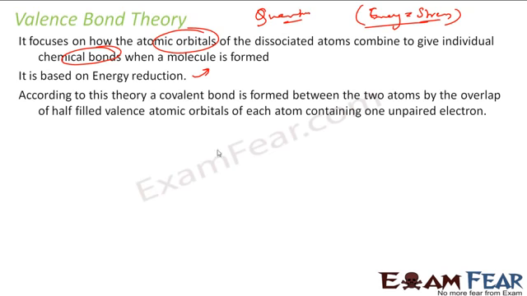According to this theory, the covalent bond is formed between the two atoms by the overlap of half-filled valence atomic orbitals of each atom having an unpaired electron. Please note, I'll repeat the statement, it's a very critical line. The covalent bond is formed between two atoms by overlap of half-filled valence atomic orbitals of each atom containing one unpaired electron. I'll explain more on this in the next few slides if you don't understand this.